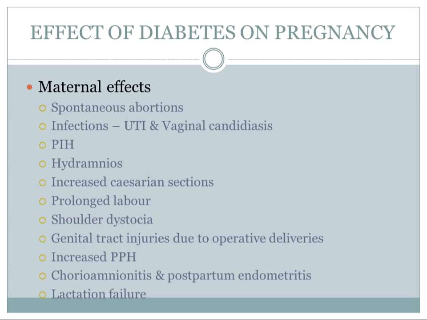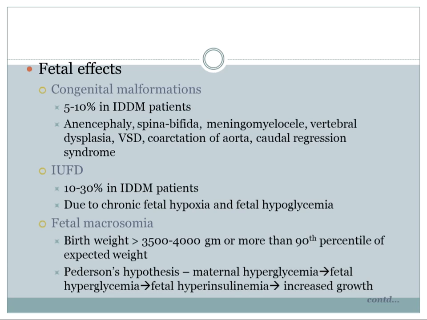Then chorioamnionitis and postpartum endometritis. So you all know a diabetic patient is more prone to infection because glucose is a very good source for the growth of the organisms. So chorioamnionitis, that is infection of the chorion and amnion, and then after delivery in the postpartum period, endometritis may be there. Also lactation failure, inadequate lactation, and so the baby may not get adequate feeding. So all these are the maternal effects.